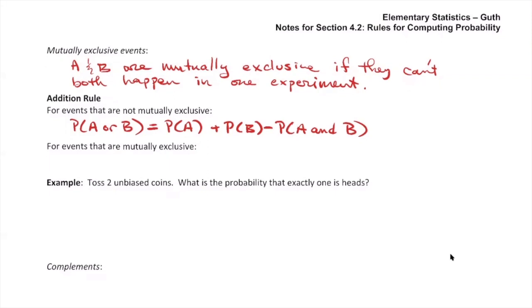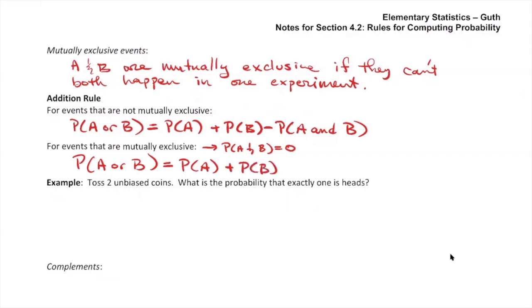For events that are mutually exclusive, that just means they can't both happen. So the probability of A and B would be zero if they're mutually exclusive. So the probability of A or B would just be the probability of A plus the probability of B. And this is the one we use mostly. We add probabilities as long as those events are mutually exclusive. And we do this a lot in statistics. Any questions?